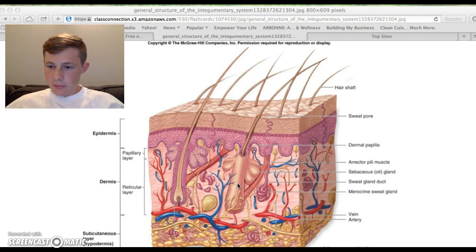And then there's the lanugo, which covers the fetus in the womb to keep it warm. It's very soft, and once you're born, it's really not there anymore.